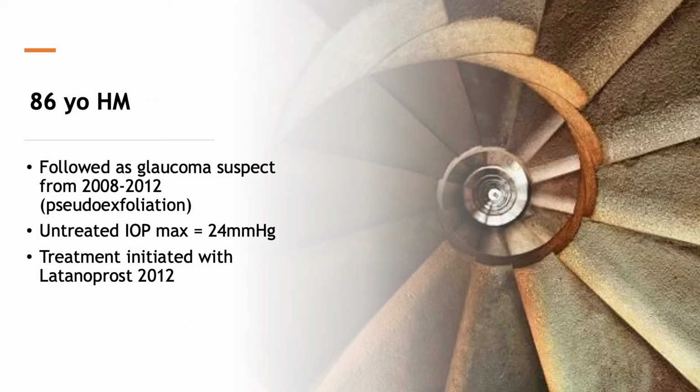An 86-year-old Hispanic male followed as a glaucoma suspect from 2008 to 2012 due to the presence of pseudoexfoliation in both eyes. Now, initially in 2008 and through about 2011, his intraocular pressure was normal. In fact, it was in the 14 to 16 range, maybe 17 on occasion. We were just following him with serial visual fields, OCTs, and pressure readings. And then in 2012, his pressure started to go up. He got up to about a pressure of 24. We decided that it would be beneficial to lower his pressure if he could tolerate it. So we started latanoprost in 2012.